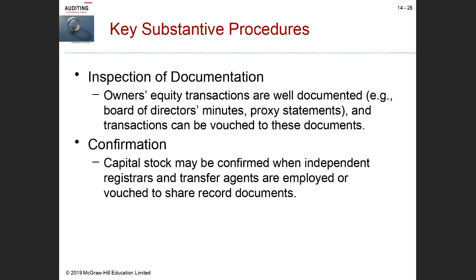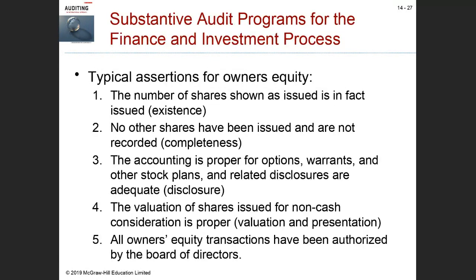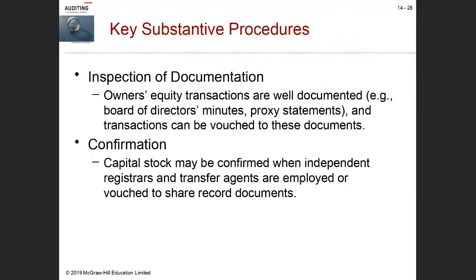So these are management's assertions in the area of shareholder equity. So what types of audit procedures do auditors do to verify those assertions in the shareholder equity section? So inspection of documents. Owner's equity transactions are well documented. So normally you have board of director approval for the issuance of shares. So if the company said we issued 5 million shares during the year, well, were there 5 million shares authorized to be issued? We should be able to see that in the board of directors minutes.